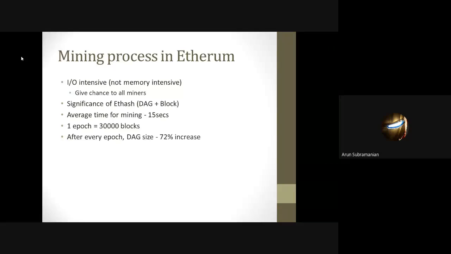And we also see that every epoch is equivalent to 30,000 blocks. Let's say I'm in the network and I started creating blocks, and my blockchain has 30,000 blocks. That means I have completed one complete epoch. So whatever DAG file I have, it will be increasing by 72%.